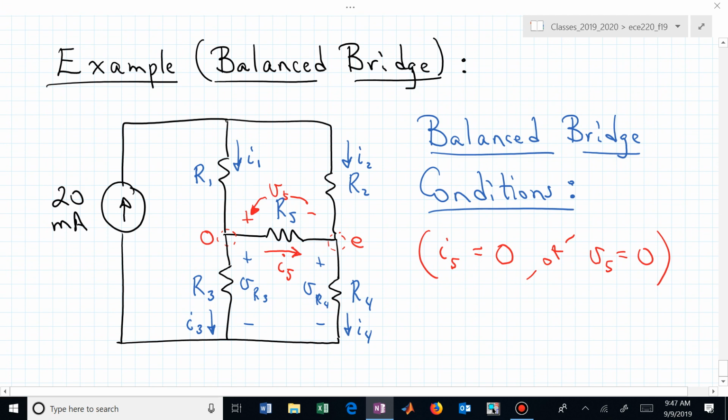If we have a balanced bridge, what are the conditions? The conditions for a bridge to be balanced is we want that R5 resistor to essentially not be important. We want zero current through that bridge resistor. We want I sub 5 to be 0, and or we want V sub 5 to be 0.